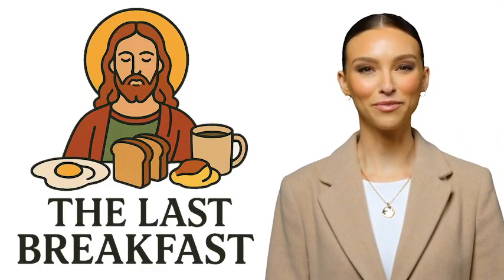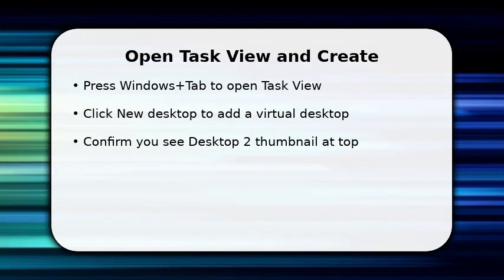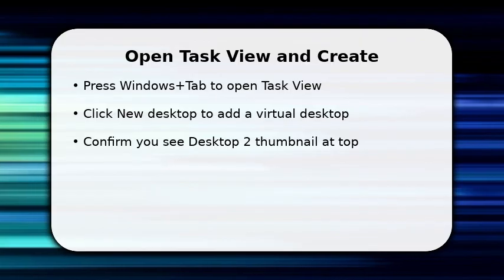Please enjoy the video. You need an active Windows 10 session and keyboard access. Once ready, press Windows plus Tab to open Task View. You'll see Current Windows and a New Desktop button at the top left. Click it to create Desktop 2 immediately.